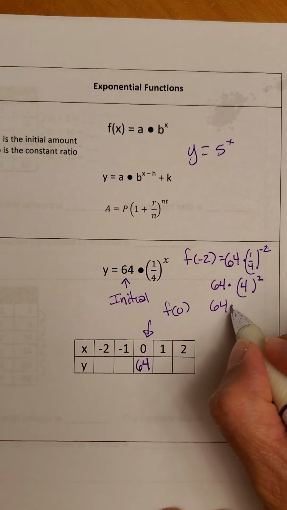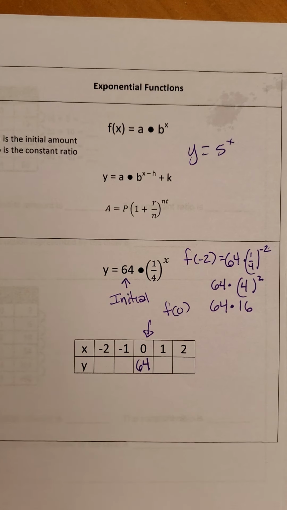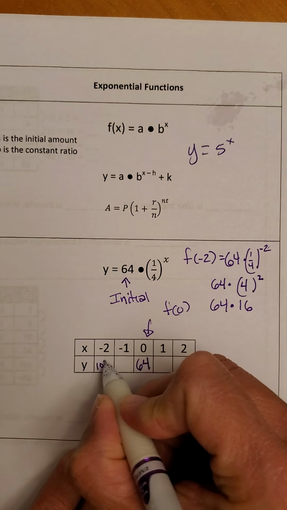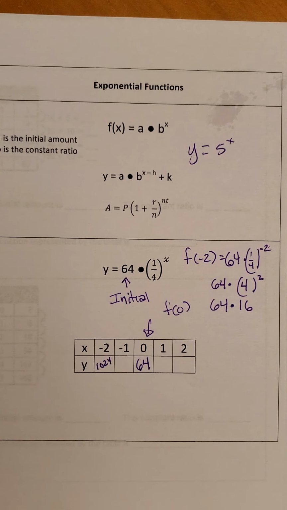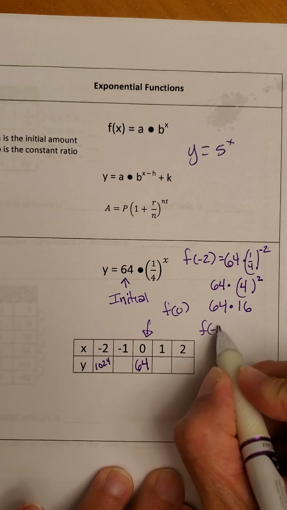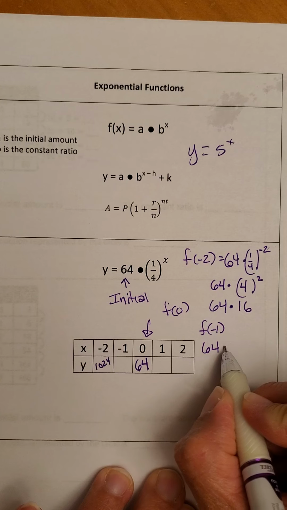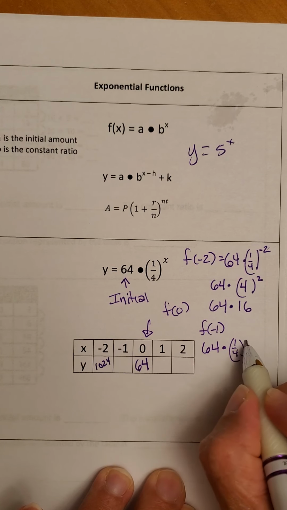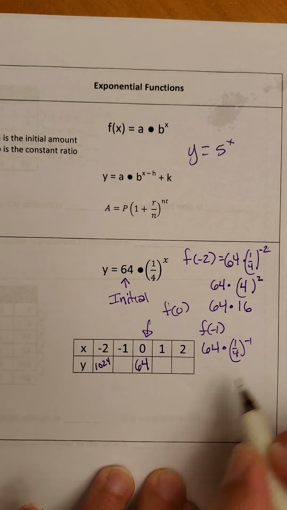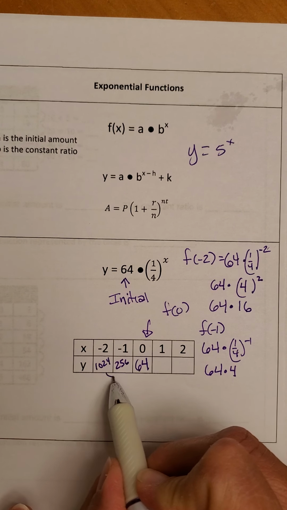So 64 times 16. Now 64 times 16, I'm going to get out my calculator because I'm not sure what that is in my head. It's 1024. Okay, 64 times 16, f of -2 is 1024. Now I'm going to find f of -1. So I'm going to say 64 times 1/4 to the -1. The negative tells me to flip it and then take it to the first power. It's just going to be 64 times 4. What is 64 times 4? It is 256.